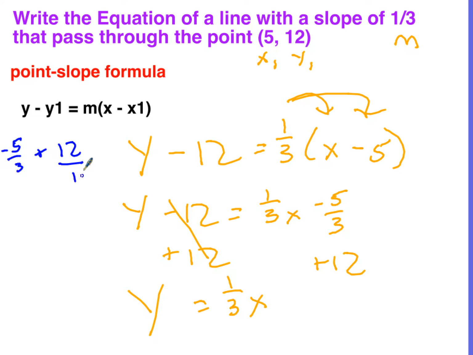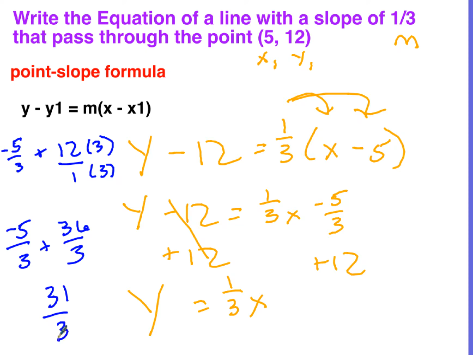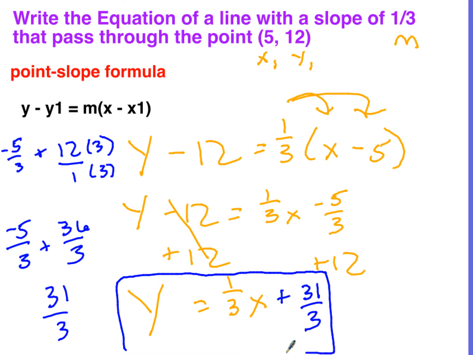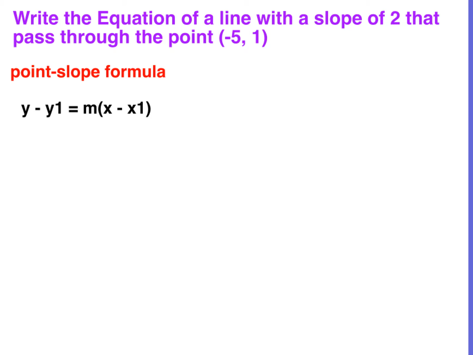Okay, this is 12 over 1. I need to have a common denominator in order to add fractions, so I can multiply this by 3. So that's going to give me -5/3 plus 36/3. So really I'm just adding -5 and 36. -5 plus 36 is 31 over 3. And I'm just going to leave it like that. I'm not worried about putting it into a mixed number. So 31 over 3. Okay, and I'm all done. Yes, I have a fraction as a y-intercept. It's okay, I promise.